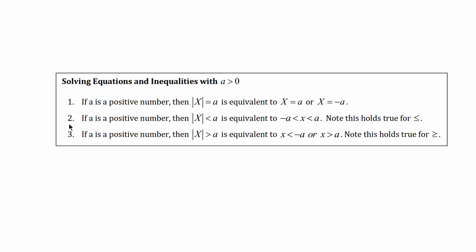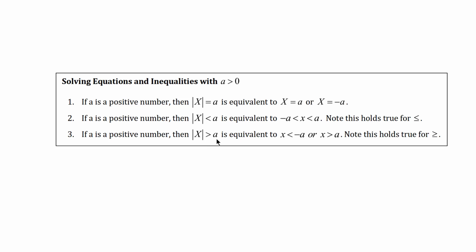For rule number 2, it states, if a is a positive number, then the absolute value of capital X less than a is equivalent to negative a less than x less than a. Note that this rule holds true if the symbol were less than or equal to. We would just need to change all of the less than symbols in this rule to less than or equal to.